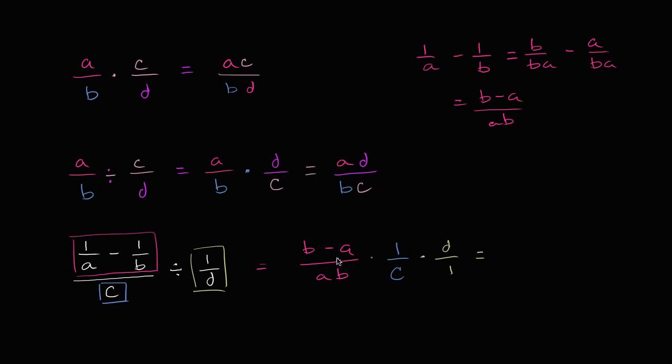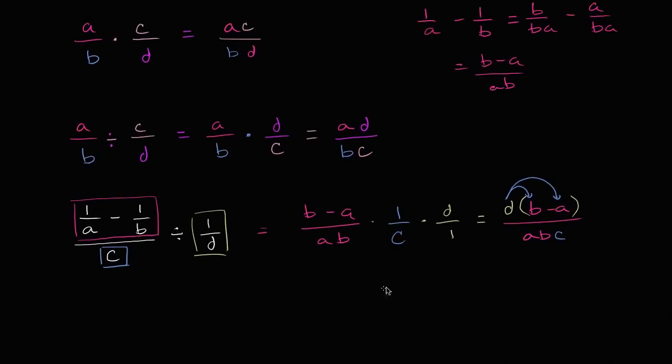And so what does this result with? Well, in the numerator, I have b minus a times 1 times d. So we could write this as d times b minus a. And then in the denominator, I have a, b, and c. And then finally, we can use the distributive property here. We can distribute this d, and we're going to be left with, we deserve a minor drum roll at this point, d times b minus d times a, all of that over abc. And we are done.